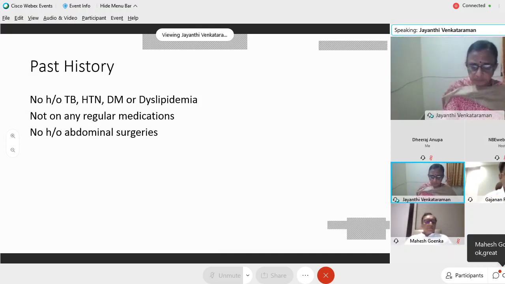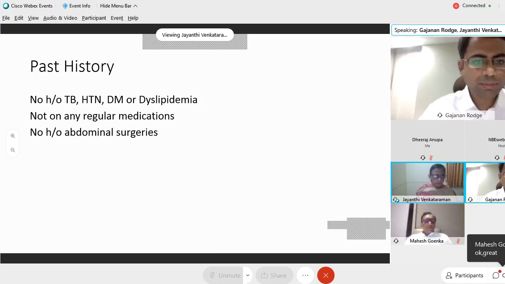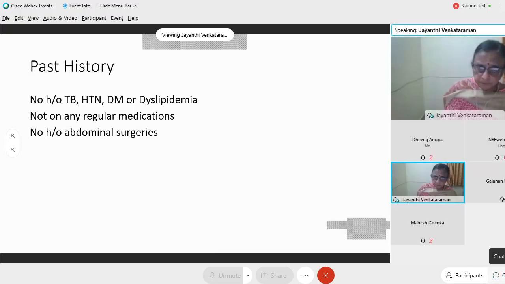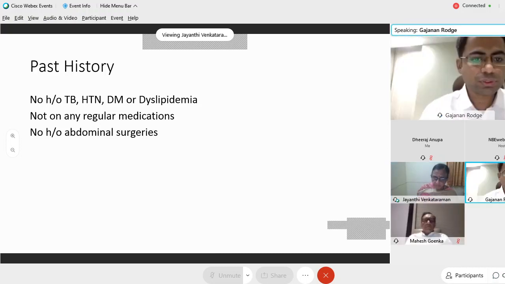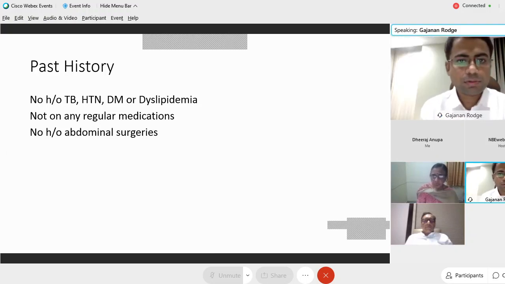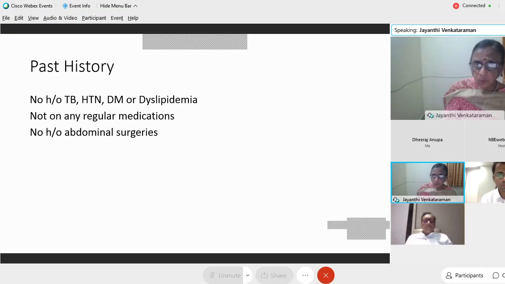Past history: there is no history of tuberculosis, hypertension, diabetes, or dyslipidemia. Not on any regular medications. No history of abdominal surgeries. What's the importance of regular medication? Any drug-induced diarrhea, such as from PPIs or metformin. Sartans, no? Tell me, Sartan and only Sartan. What do they cause?